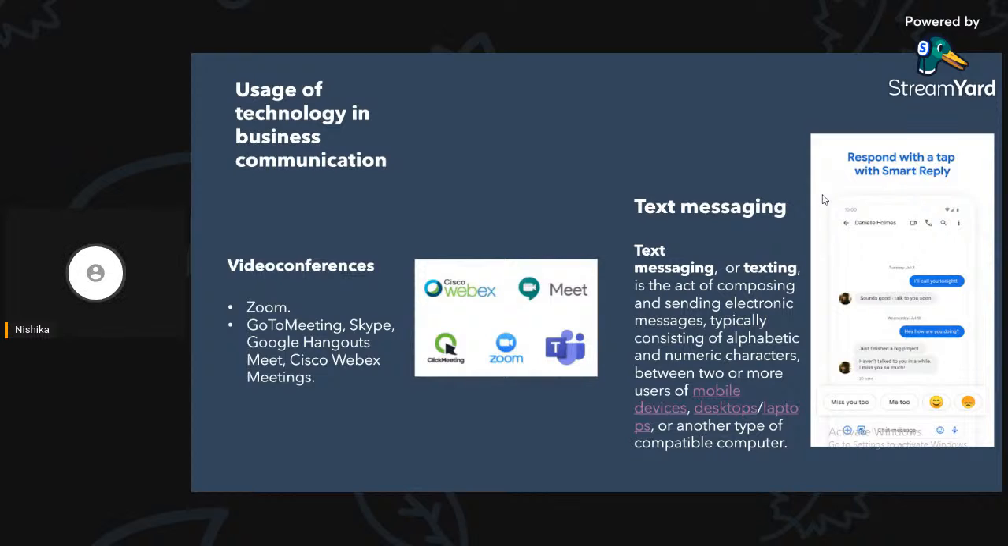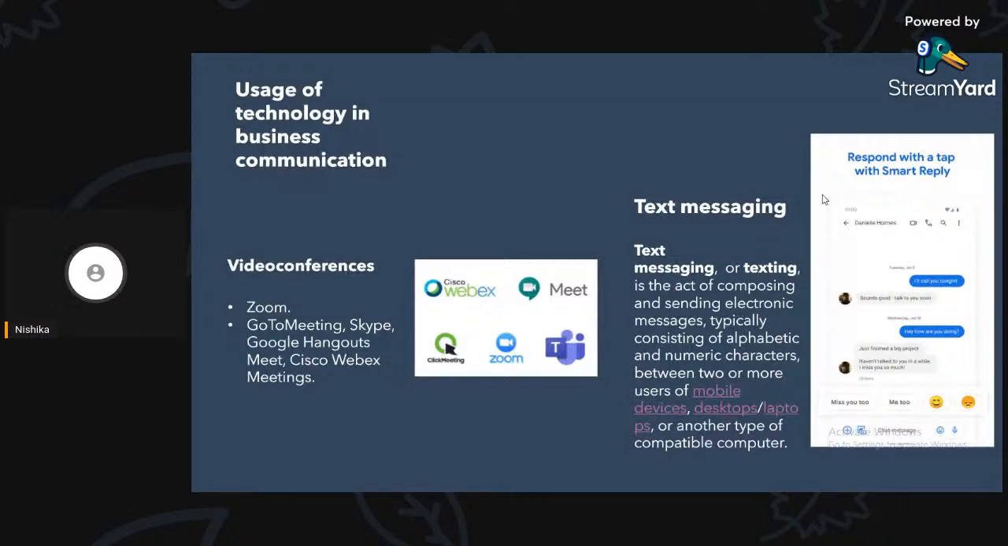So let's see some of the ways through which technology is used in business communication. The first way is video conferences. During the COVID time, we were connected online only. We were attending our classes through online mode. We were doing meetings, and we were being allotted work from home. It was always being done through video conferences only.